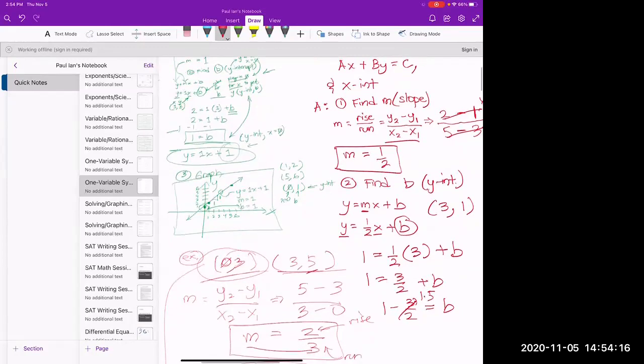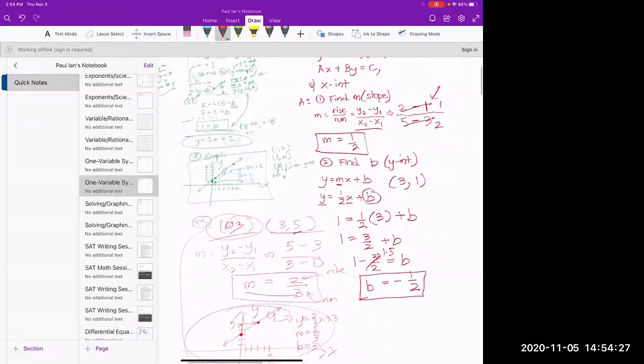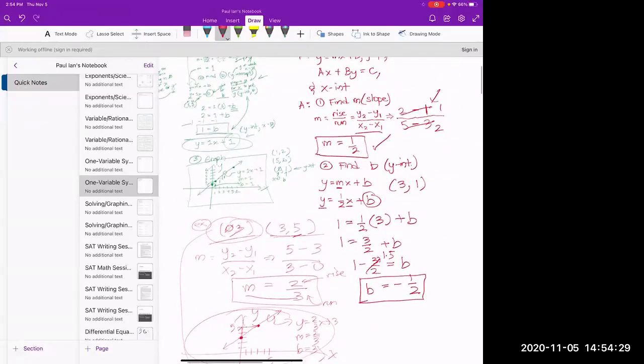So 1 minus 1.5 is just minus 1/2, right? Yeah. Minus 1/2. And that's your y-intercept. So now you have your m. Now you have your b. You can write the equation of the line.